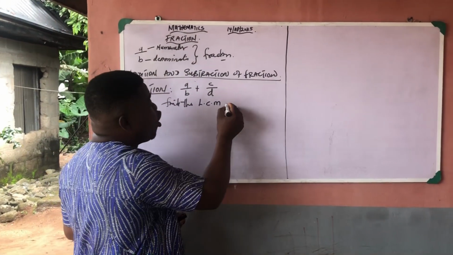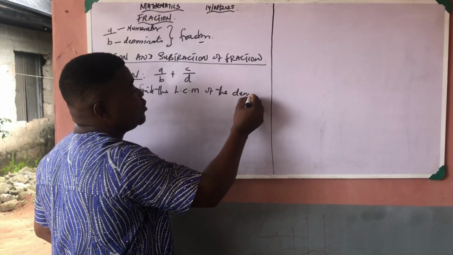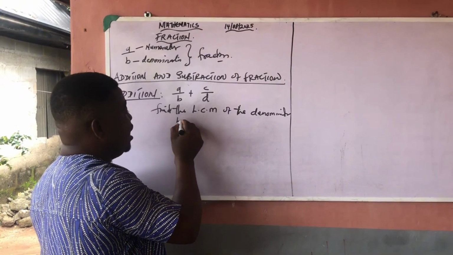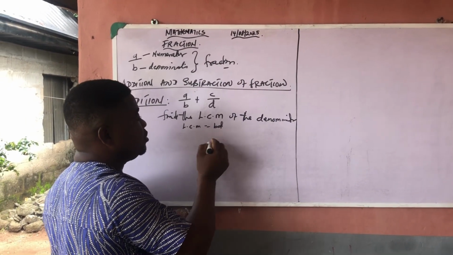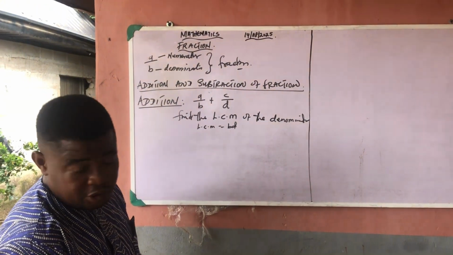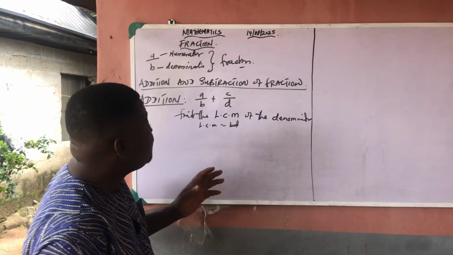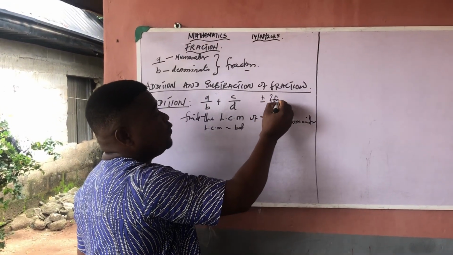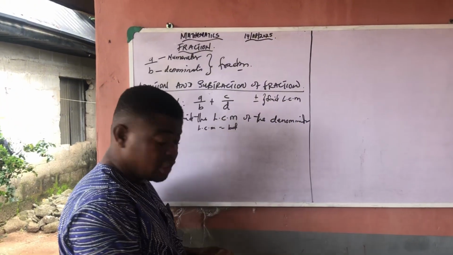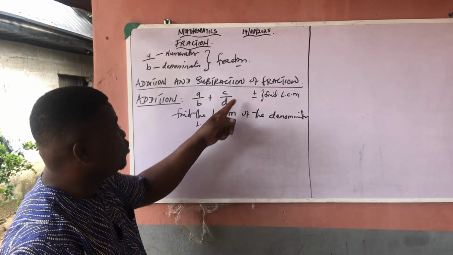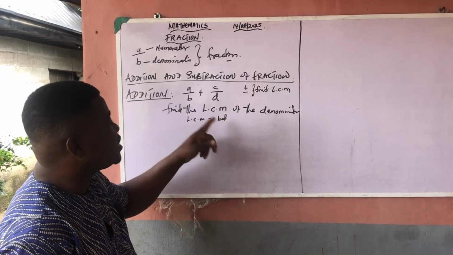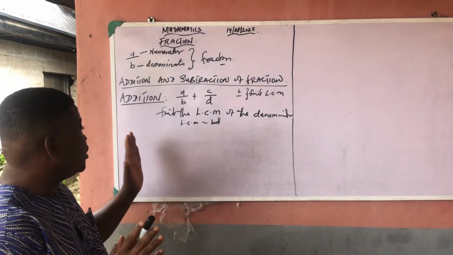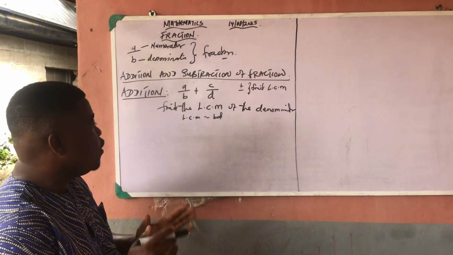So you find the LCM of the denominator. That is B and D. In this case, the LCM is BD, because you are going to multiply it. This is now an algebraic expression. It is not the normal way of doing it. So have it in mind that if two fractions are separated with plus or minus, find LCM. This is the rule. To solve it, you find the LCM of the denominator. That is how to solve for addition and subtraction of fraction.